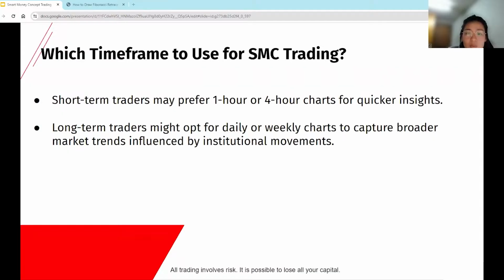Okay, so what time frame should you use for SMC? The choice of time frame for SMC is completely up to you as a trader and based on your goals and your own strategy. SMC recommends short-term traders trade on a 1 hour to 4 hour chart for quicker insights, while longer-term traders might opt for daily or weekly charts to capture broader market trends influenced by institutional movements.